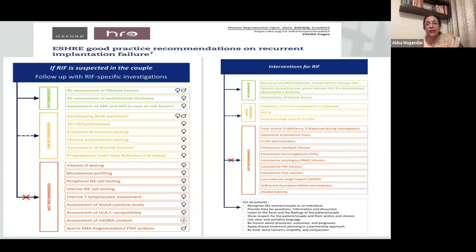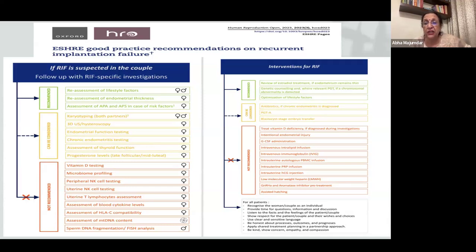Do not give immunoglobulin, intrauterine autologous PBMC infusion, intrauterine PRP infusion, intrauterine HCG injections, because all studies have been done for all this. Low molecular weight heparin, GnRH agonist and aromatase inhibitor pre-treatment, and assisted hatching. Nothing is recommended.